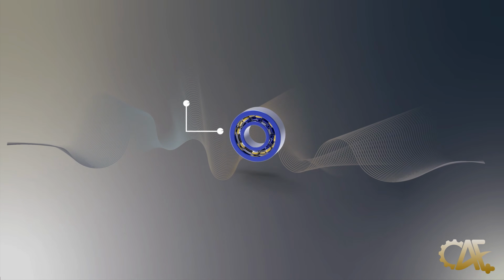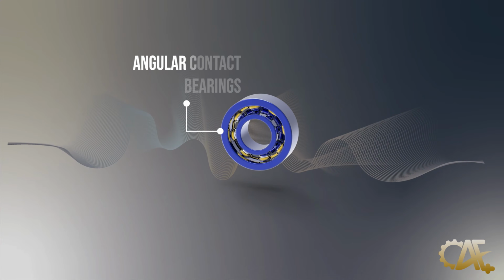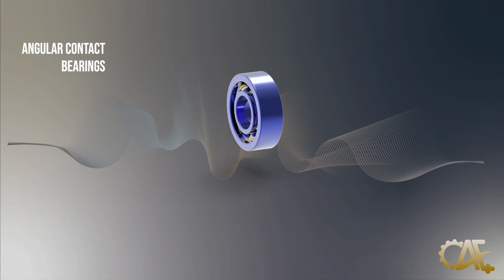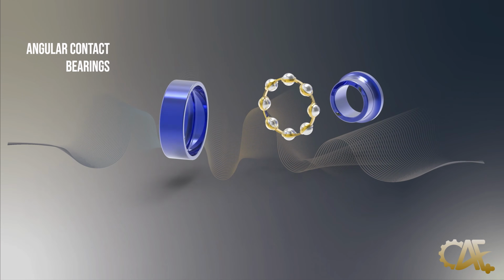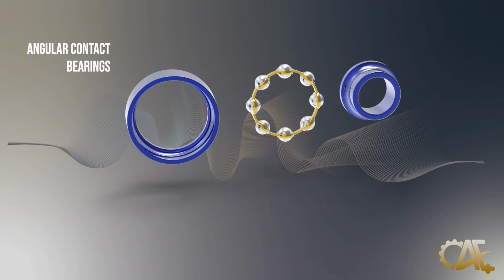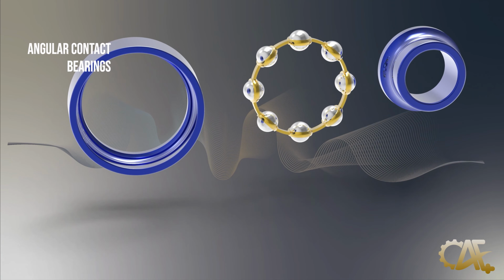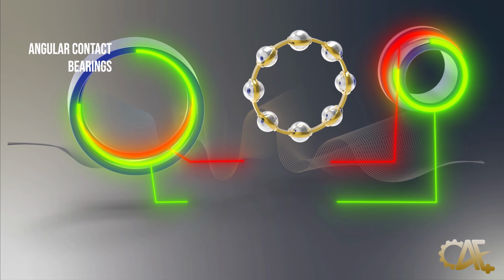We come across a type reminiscent of the deep groove bearing, but with an added enhancement, the angular contact bearing. While they share similarities with deep groove ball bearings, such as comprising a set of steel balls, a cage, and inner and outer rings, the angular contact bearings have a distinguishing feature. As highlighted in the animation, the inner and outer ring raceways are inclined relative to the bearing axis.